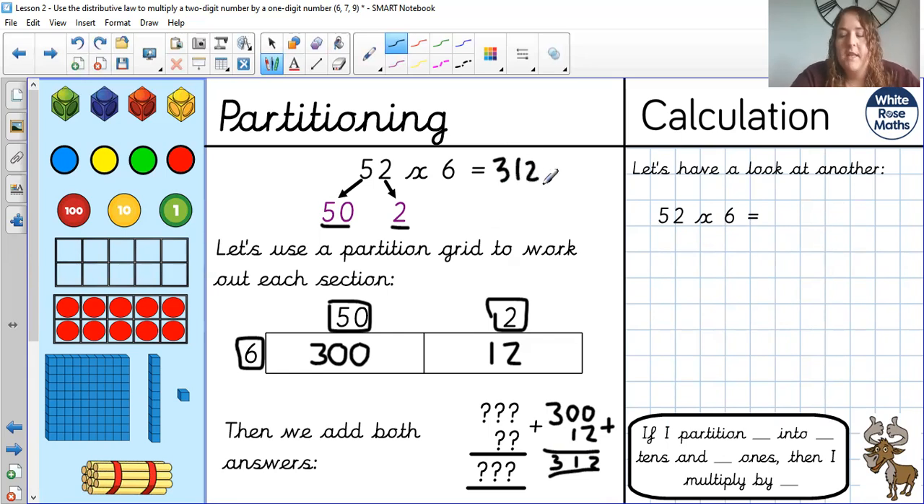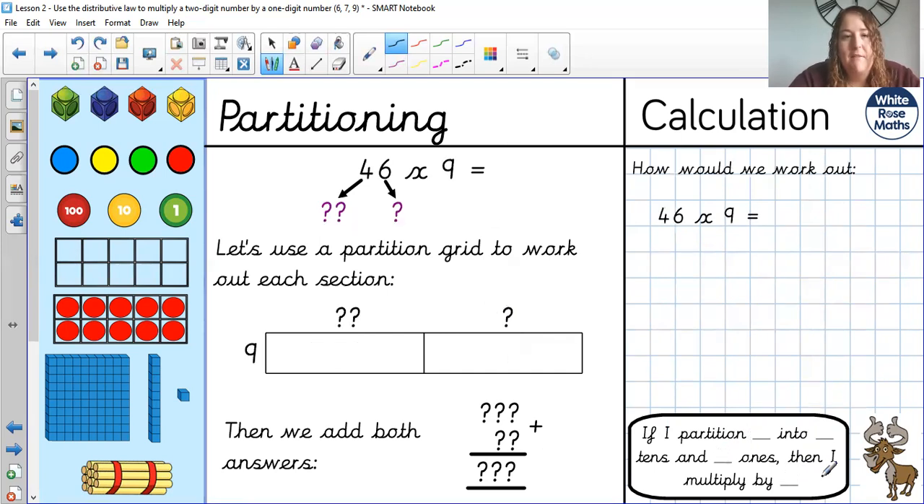Okay, let's just finish off with Colin then. If I partition, so what did we have to partition? If I had to partition 52 into 5 tens and 2 ones, then I multiply everything by 6. Okay, hopefully you can see how we've done that. I'm going to take it back even further. I've not started to give you anything yet.